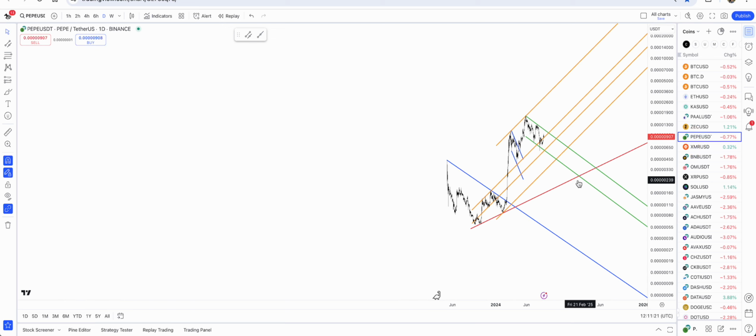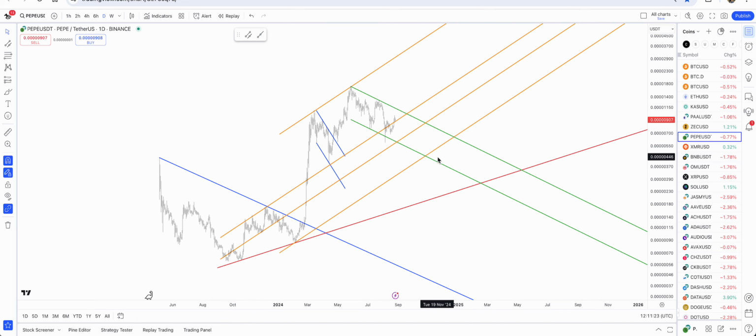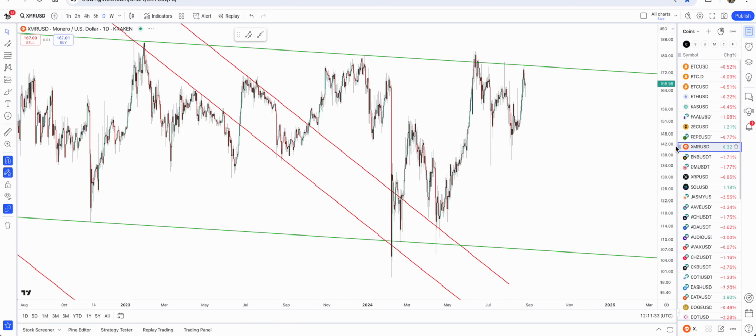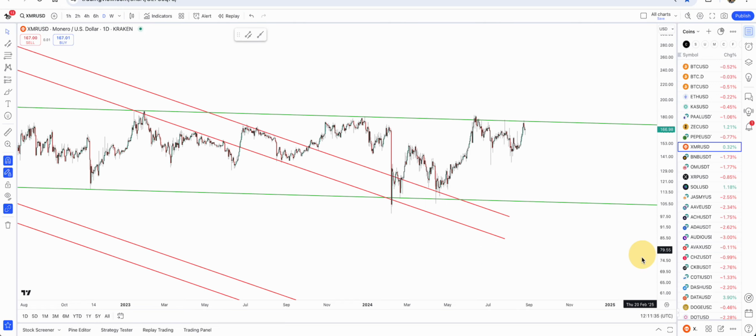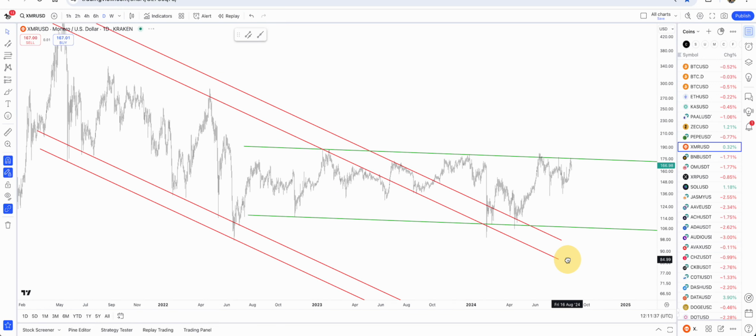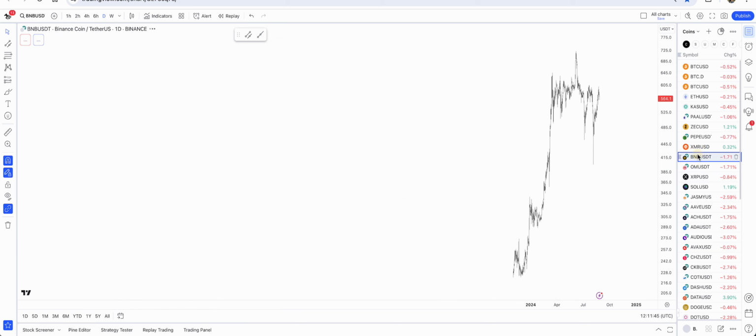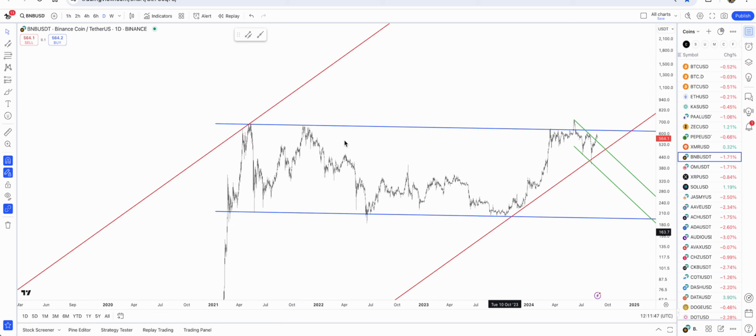Pepe is inside the green bull flag. For a breakout, it really has to move beyond 115. Monero is one of my favorites. At 185, it would break out of the green large sideways channel. Okay, at 185 you buy Monero.